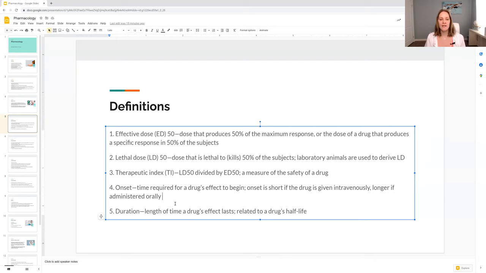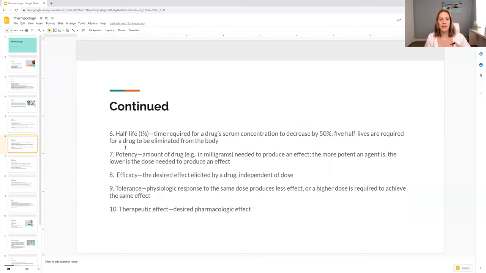And then the length of time a drug's effect lasts. So given Advil, you would take a drug every 4 to 6 hours or every 12 hours, depending on what type of drug it is. So that's important to know. Then we talk about half-life, potency, efficacy, tolerance, and the therapeutic effects. So I go through all of these inside the pharmacology course.